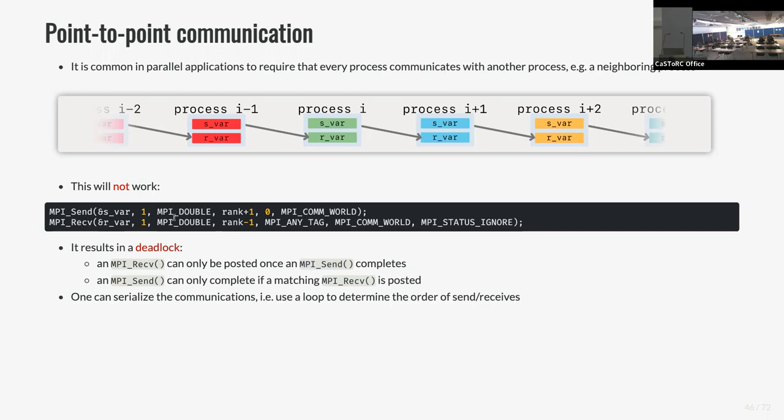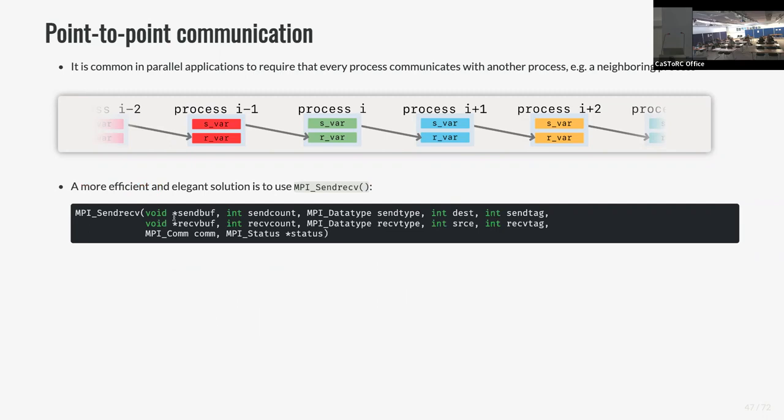So there's ways to do this. You can serialize the communication, which just means you can use a loop so that you're sure that first process i sends to process i+1, and after that completes, then you move on to the next process. But this might be serializing communication that would be faster to do in parallel. And it's also error prone.